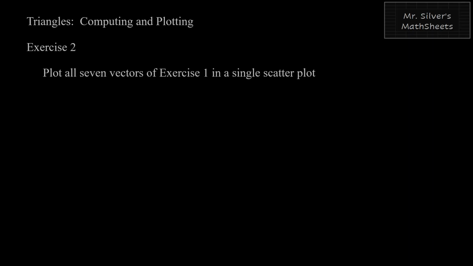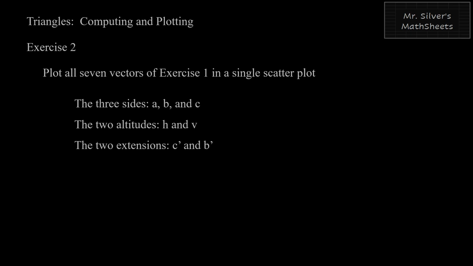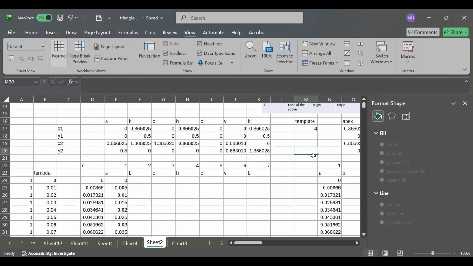So exercise 2, plot all 7 vectors of exercise 1 in a single scatter plot. So 3 sides, the 2 altitudes, the 2 extensions. We already have the data. All we have to do is duplicate what we did for A. Now, I kind of already did it.